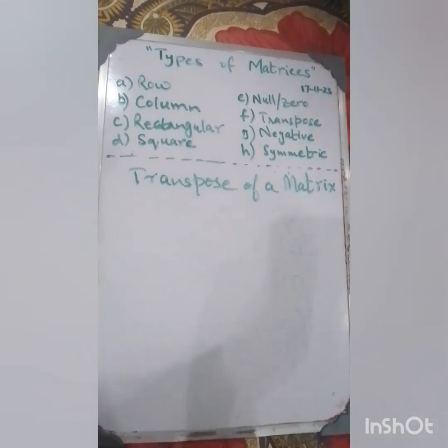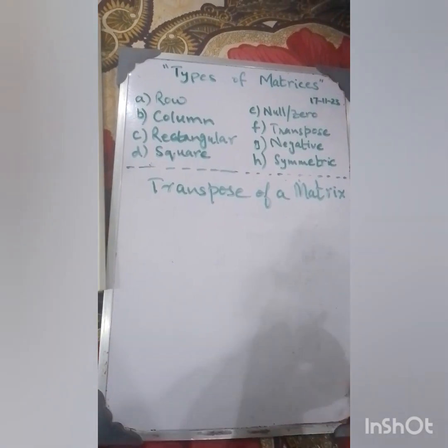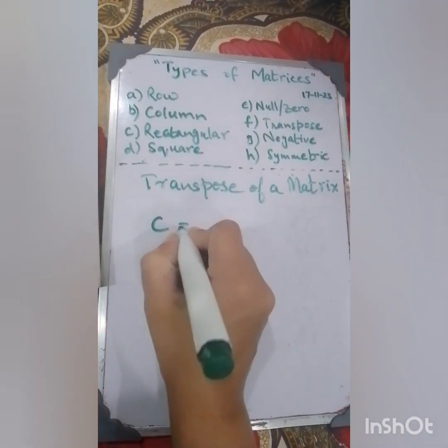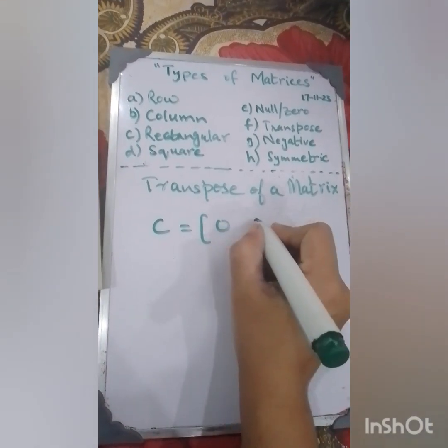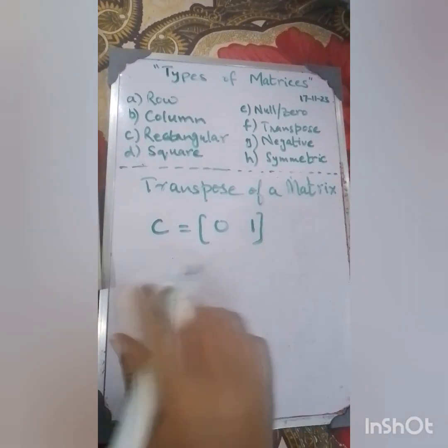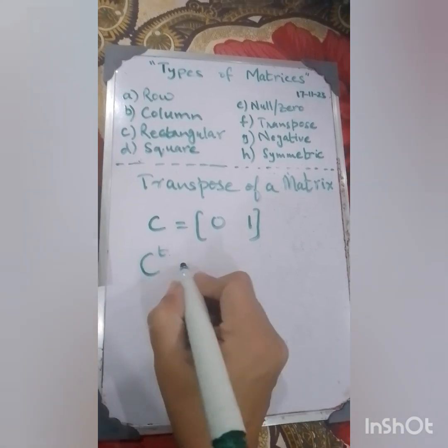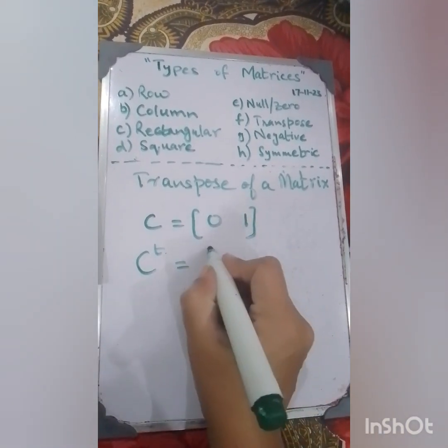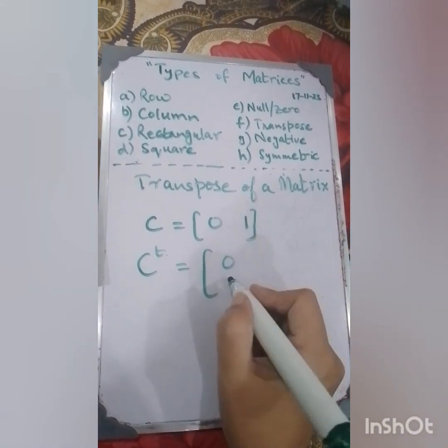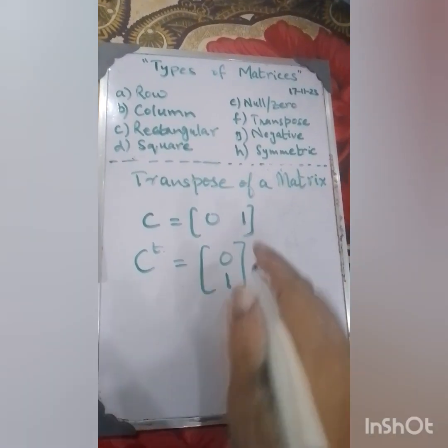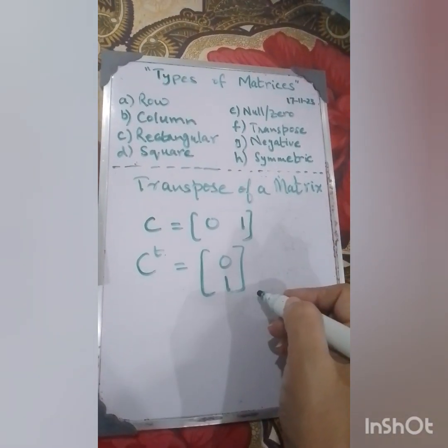Another example for the transpose, so that you are not confused. Let C equal the matrix 0 and 1. Now I am putting a transpose on it, so it will be 0 first and 1 down. Okay, the row has become a column.